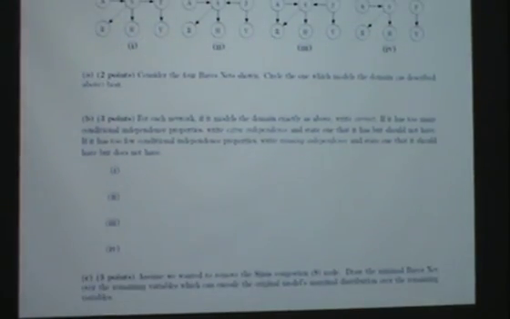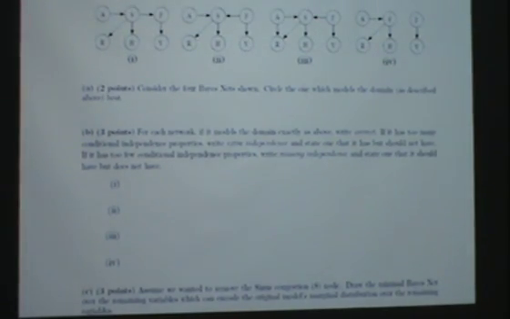For each network, if it models the domain exactly as above, correct. If it has too many, wait a minute, is this just like pushing on the same thing again? It just says state why it's wrong. Either it has an extra independence or it has a missing independence. Yeah, that solves your multiple choice concern. Okay, so what's wrong with letter I?